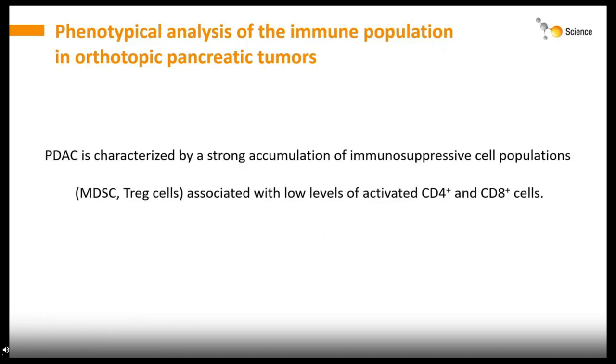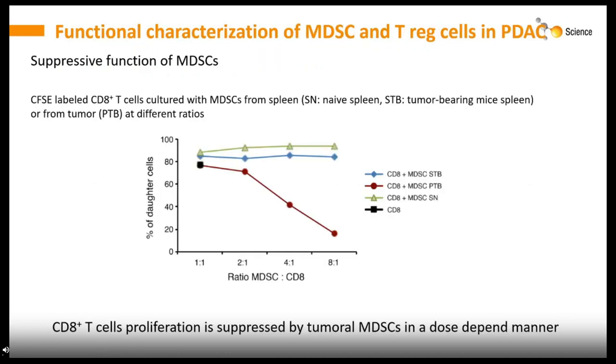So PDAC is characterized by a strong accumulation of immunosuppressive cell populations, MDSC and Tregs, associated with low levels of activated CD4 plus and CD8 plus cells. So now we wanted to characterize the functions of these cells.